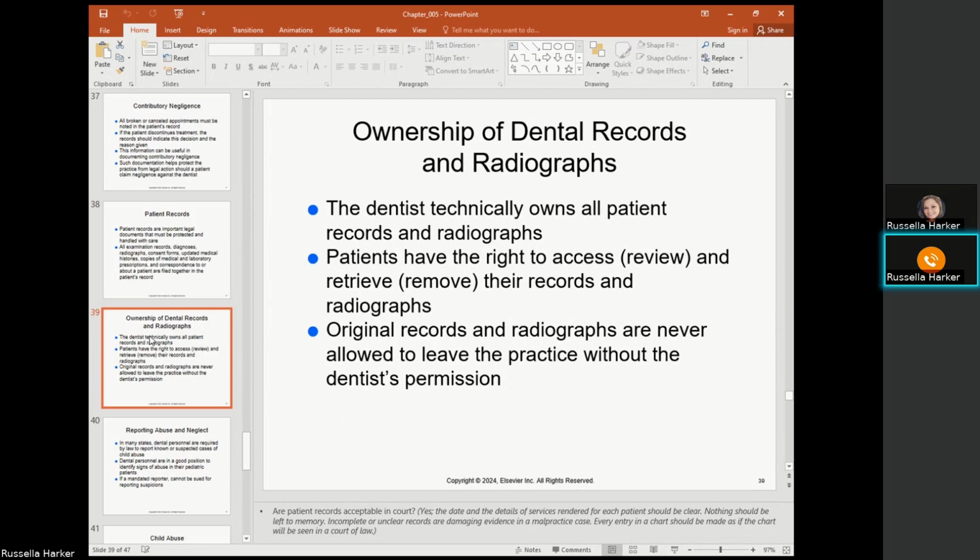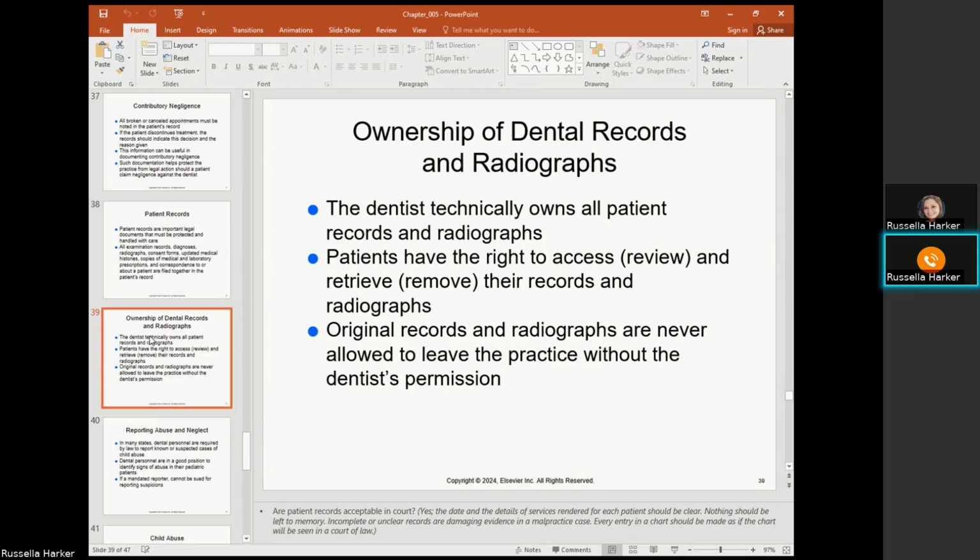Patients have the right to access. That means to review and to retrieve or remove their records and radiographs. But they do have to give notice, and the originals are always the property of the dentist. So the originals are not allowed to leave the practice without the dentist's permission. That means that, yes, the patient has the right to review their records and to remove their radiographs, but that means a copy of those records.